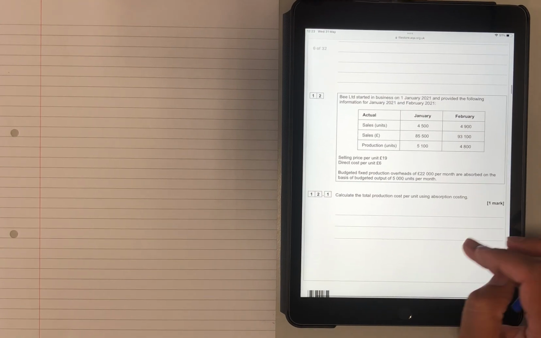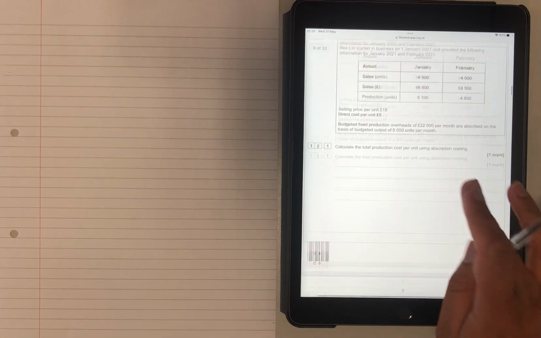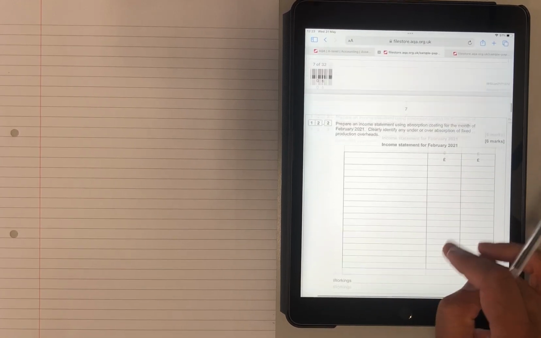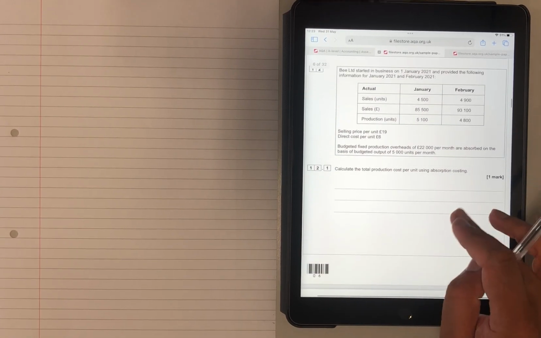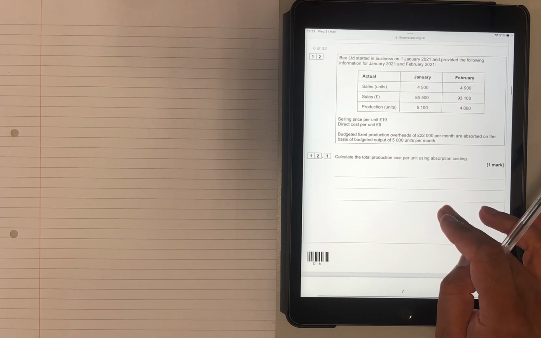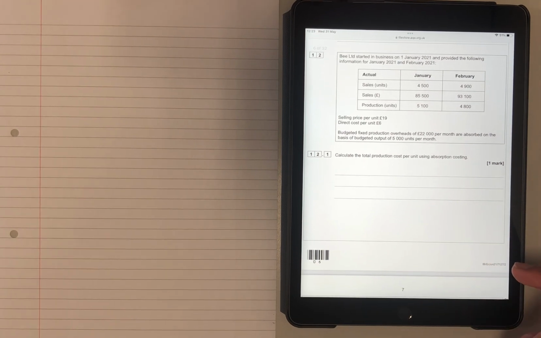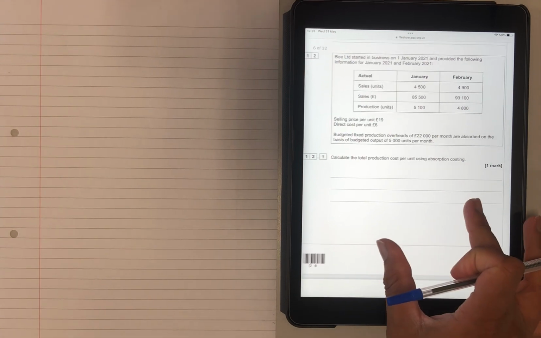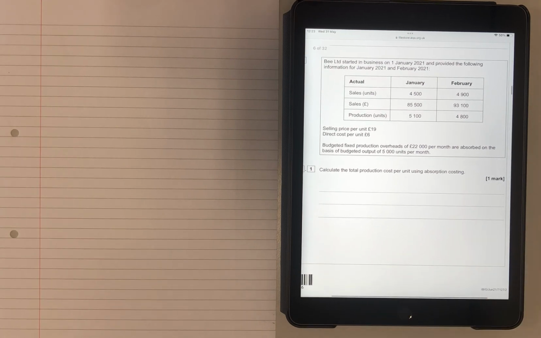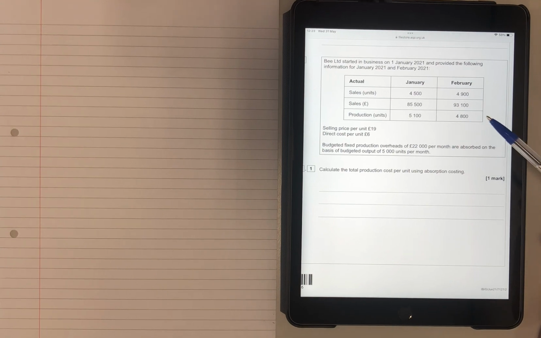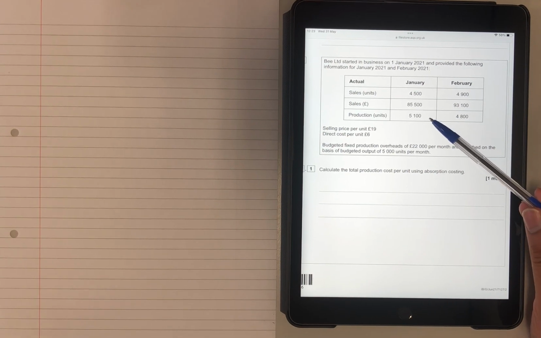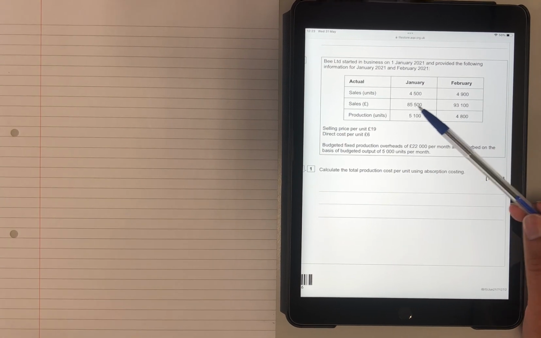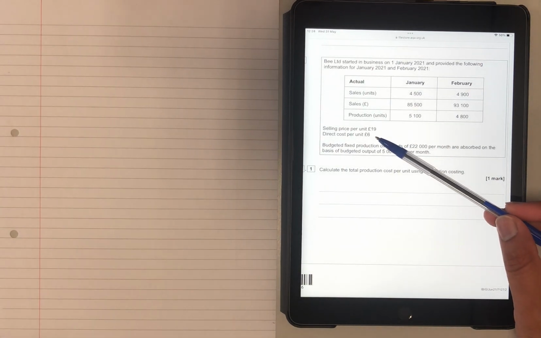I'll do a walkthrough of 12, 12.1, 12.2. So there's two sort of short questions there to cover, but it's more the understanding behind what you're doing and why you're doing it. So let's get started. So with question 12, I've got the question up over here. In summary, we have a table of sales units, values, and production units. And then we have the selling price per unit, the direct cost per unit.